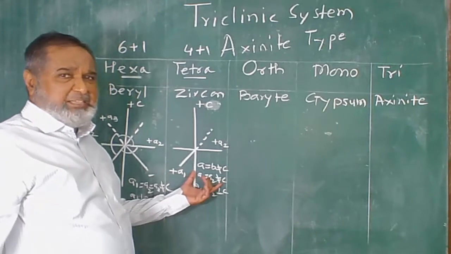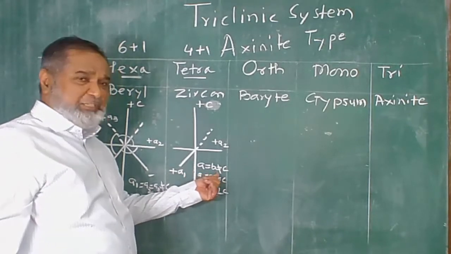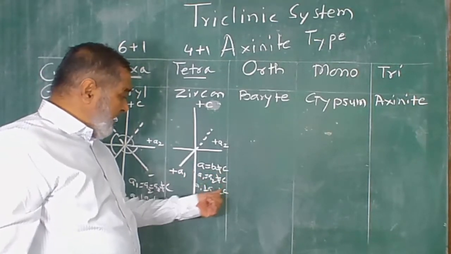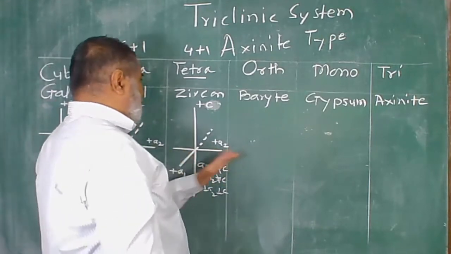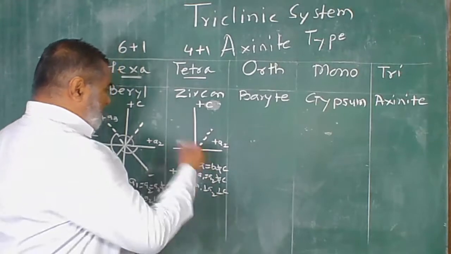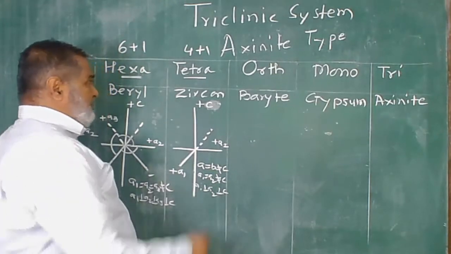Now here three axes are there, out of the three axes one is not equal, but all are perpendicular to each other. That's why we are going to have the higher number as compared to the rest. The form and the elements of symmetry we are going to see.